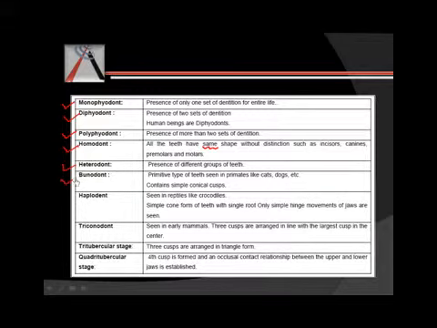Then we have bunodont. Bunodont is a term for primitive type of teeth which is seen in primates, cats, dogs, etc. They have very simple conical cusps, although they do have cusps, but they are simple conical cusps. Then we have haplodont, which is seen in reptiles like crocodiles. These are simple cone teeth. See, this is a conical cusp. So it is like you have cusps, but all these cusps are conical this way. But when we talk about the reptiles, they have a simple cone-shaped tooth and a simple root to that.